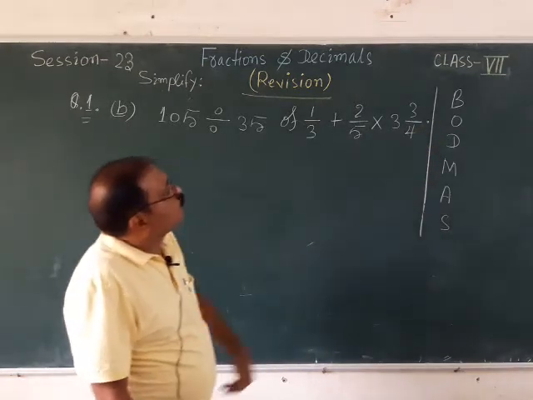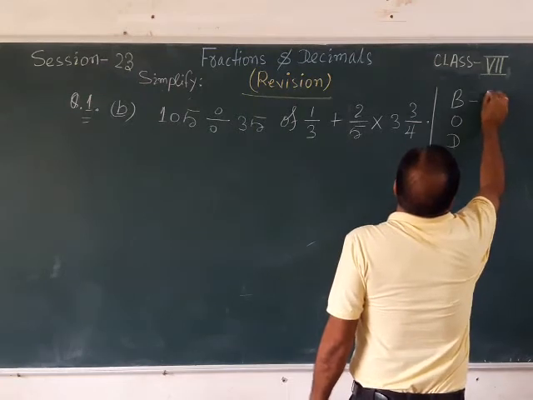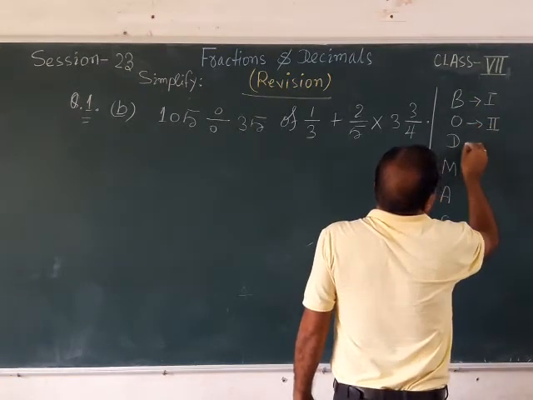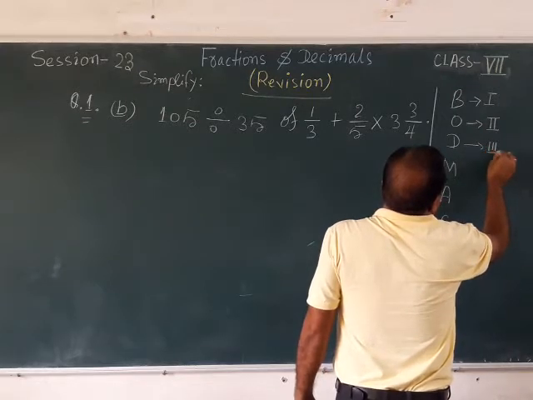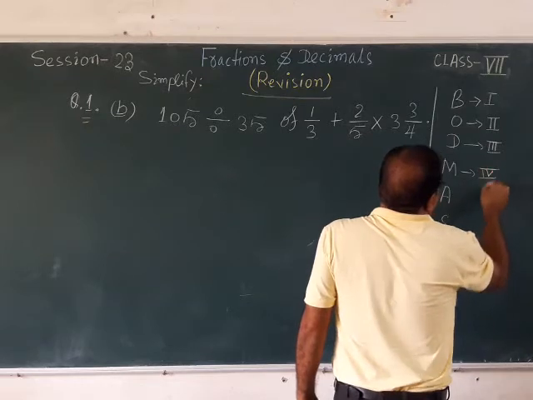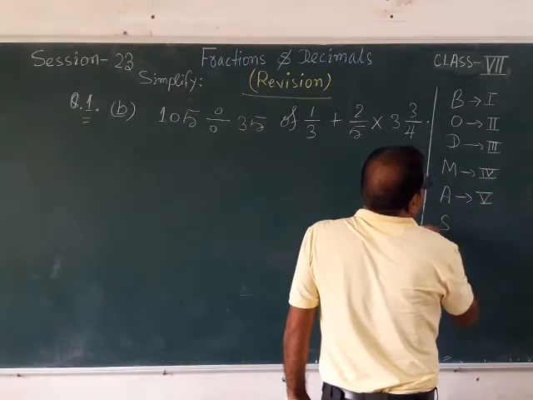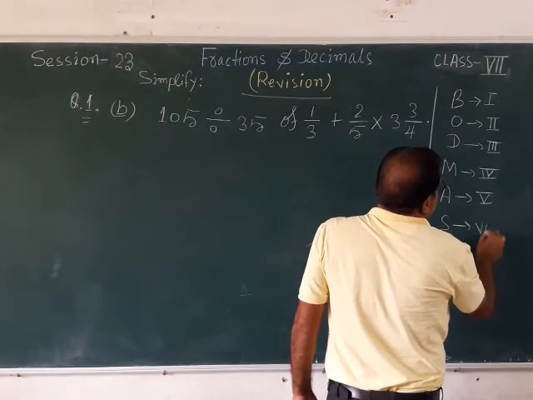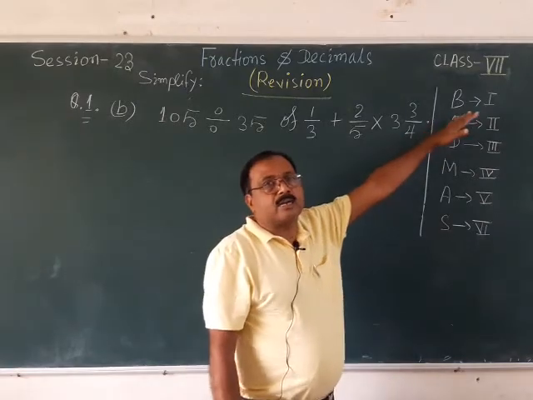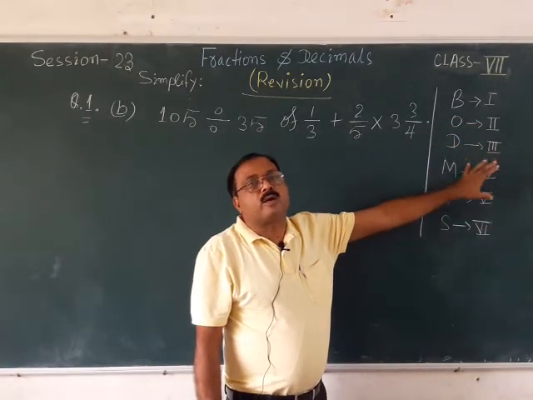So this sequence should be followed. That means if a serial number is given, first you have to do the bracket work, then second the "of" work, third the division work, fourth the multiplication work, fifth the addition, and at last, at the sixth step, the subtraction. So this is the working sequence of the signs according to the rules of BODMAS.